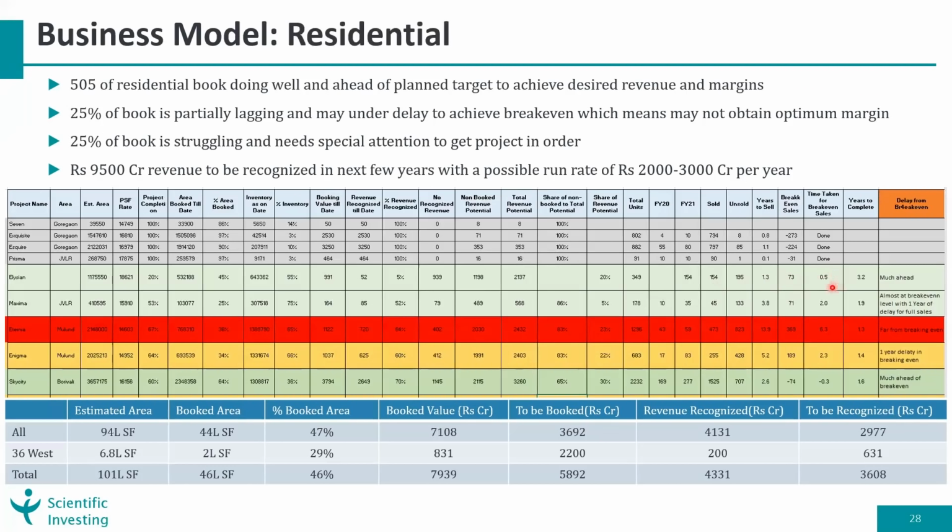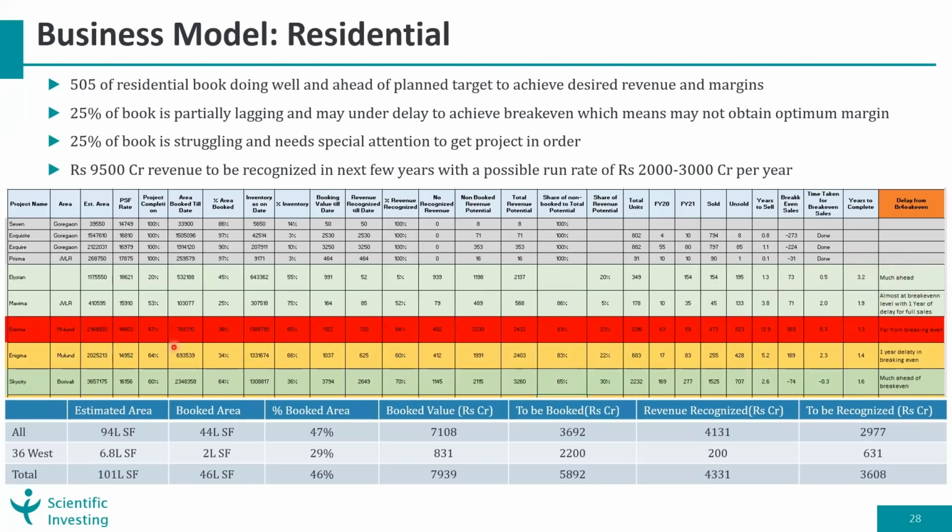So if you see the time taken for break even sales, that will be much lower. Hardly 6 months mein break even kar jayenge. Whereas given the project started 1 year back, they have much time. So they're much, much ahead in terms of their schedule. Whereas let me take another project called Eternia.